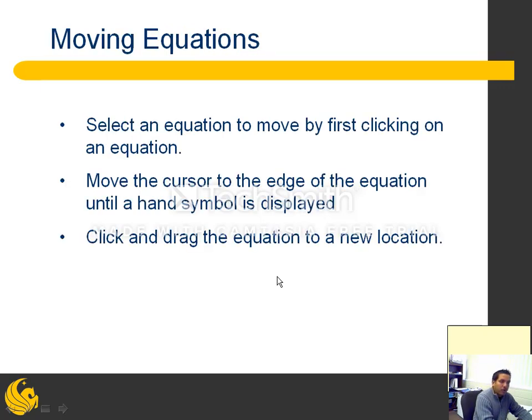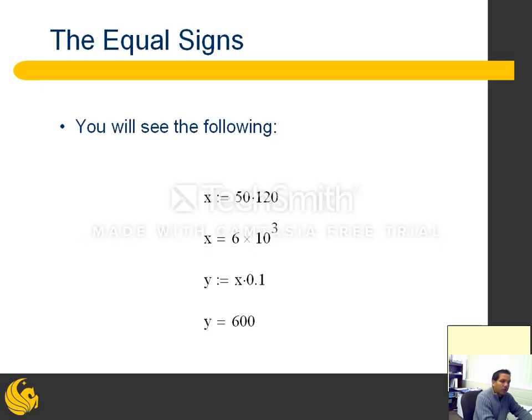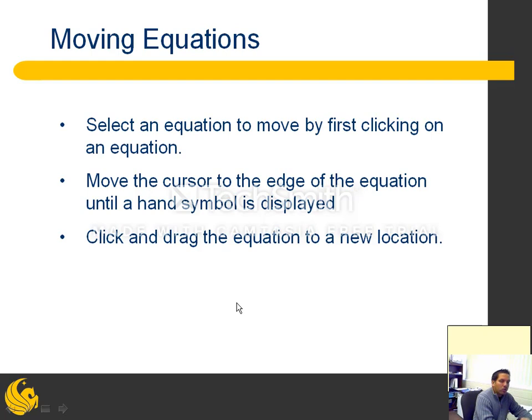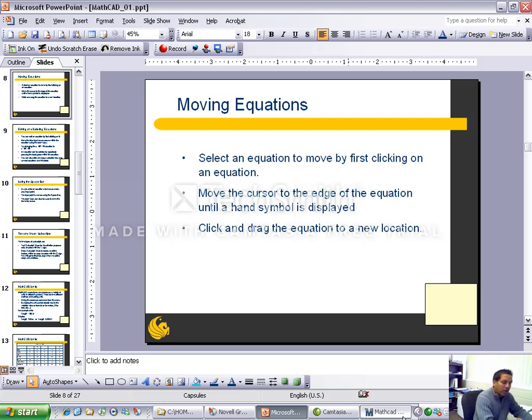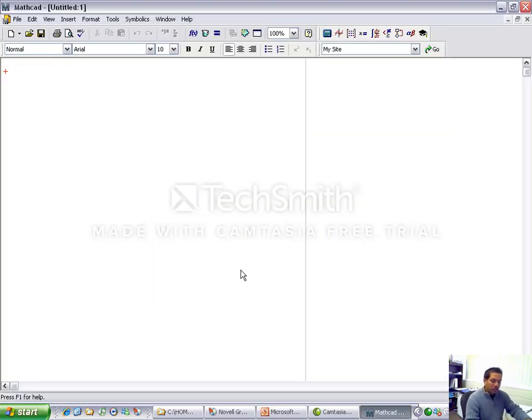Alright, so let's go to the next screen before we go to MathCAD. We can move equations and edit equations. We can select an equation to move it around by first clicking on the equation and then moving the mouse around that selection until the cursor turns into a hand. Once the cursor turns into a hand symbol, we can click and drag it anywhere we want to. And let's talk about that directly in MathCAD because you'll see what I'm talking about.